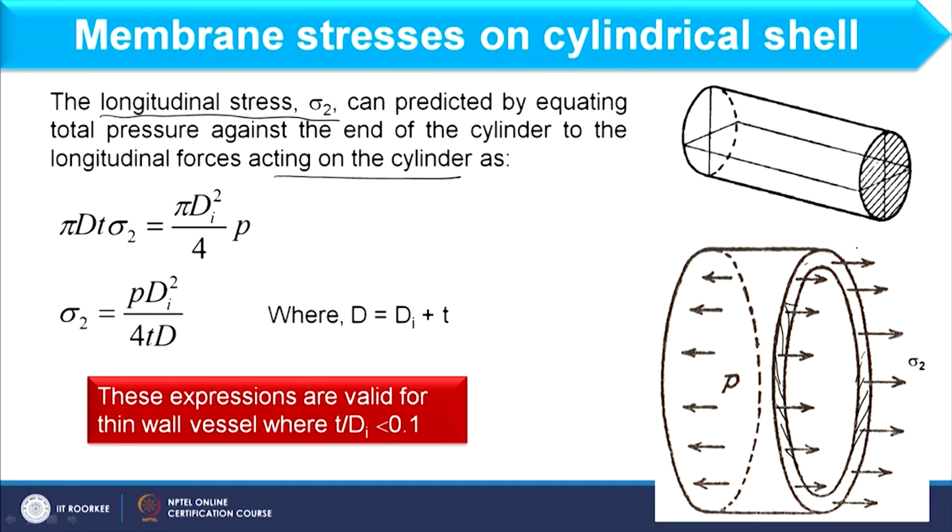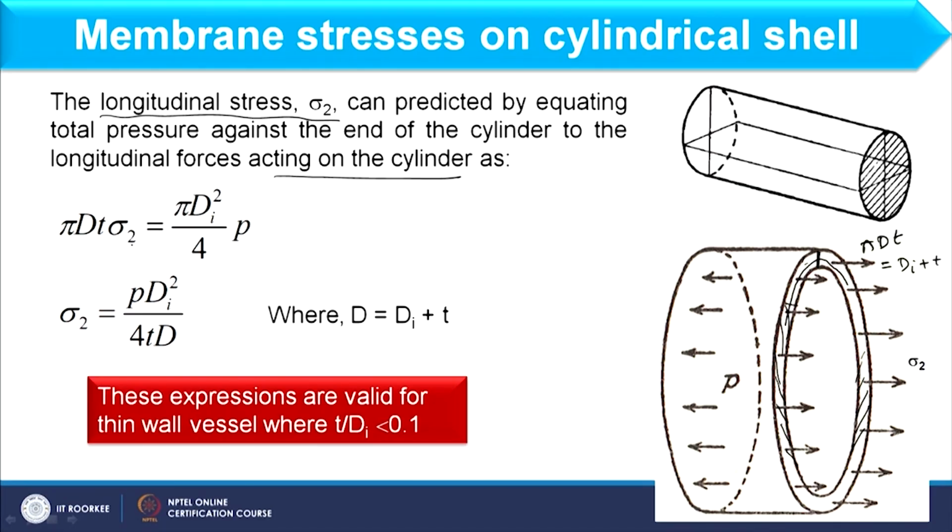Acting area will be this area. So, how can I define that? Pi d into T. What is d? D is basically the average diameter here, and that we can write as di plus T, or if outer diameter is known, that should be d naught minus T. So, pi d is basically the periphery into T, that would be the acting area.